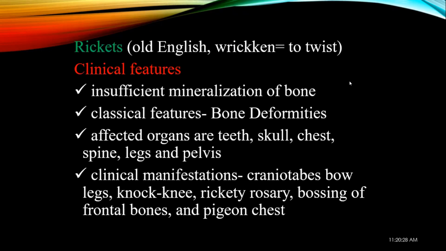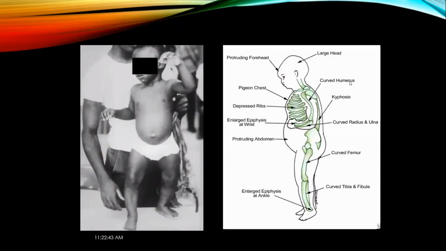So clinical manifestations of rickets are craniotabes, bow legs, knock knee, rickety rosary, bulging of frontal bones, and pigeon chest. You can see the picture of this rickets person. These bones get bent: curved humerus, curved femur, curved tibia. Due to the load on the weak bone, the bone starts to bend.